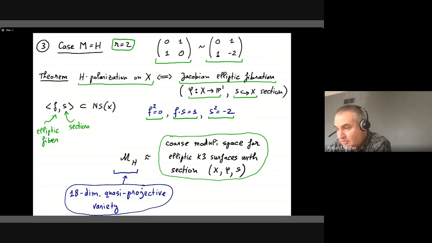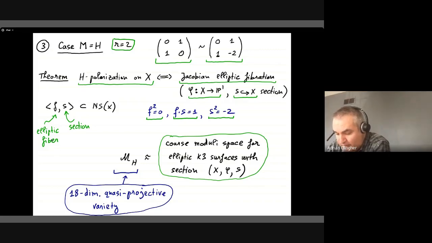And then there are some arguments, essentially due to Piatetski-Shapiro, that lead to this theorem that you can actually work the other way around. If you start with an embedding of the hyperbolic lattice H into the Néron-Severi group of X, and if the image contains a pseudo-ample class, a quasi-ample class, then one can actually prove that there is an elliptic fibration with section that will lead to those classes.